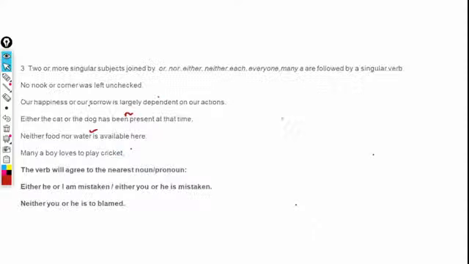The second and the third point is two or more singular subjects when joined by these words. See, or, nor, either, neither, each, everyone, many a. These are the words. They will be followed by a singular verb. For example, no nook or corner was left unchecked. We are using or, so we have to use a singular verb.